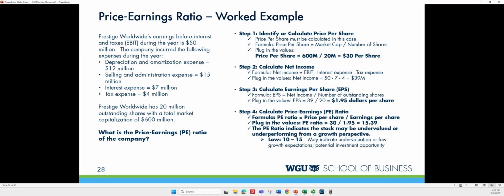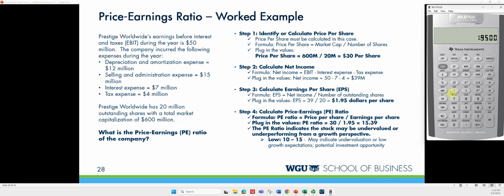Okay, the last step is to calculate our price earnings ratio. So we will take our price per share, which is 30, divided by our earnings per share, which is $1.95. That gives us a price earnings ratio of 15.39 when we round it.